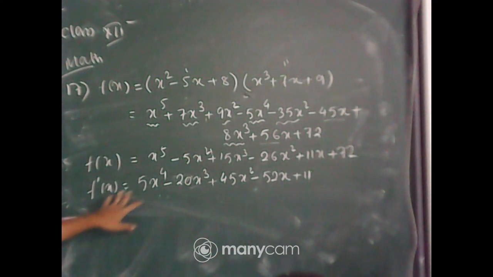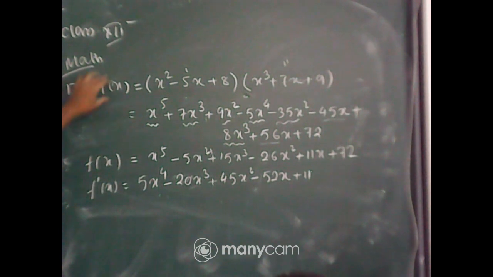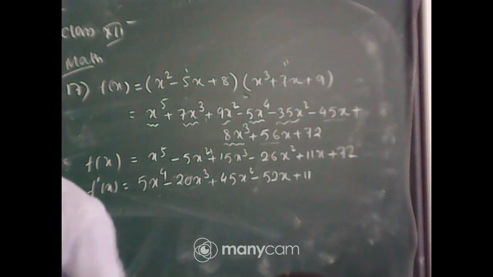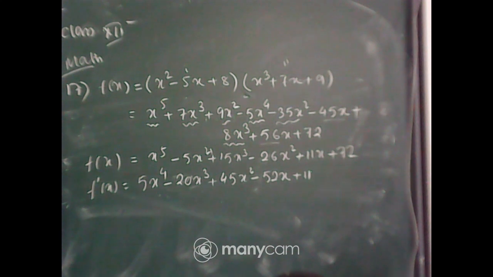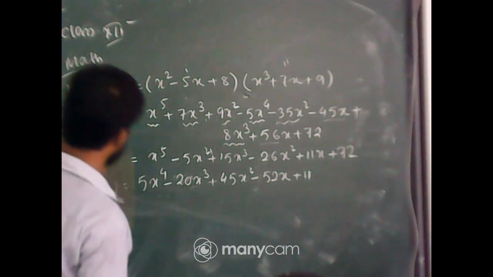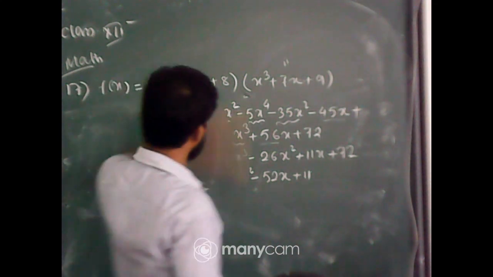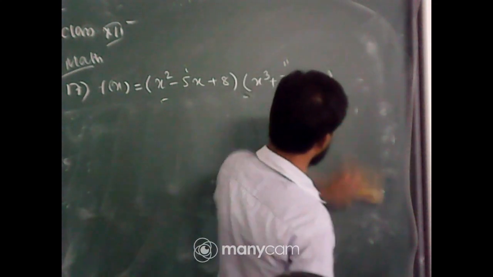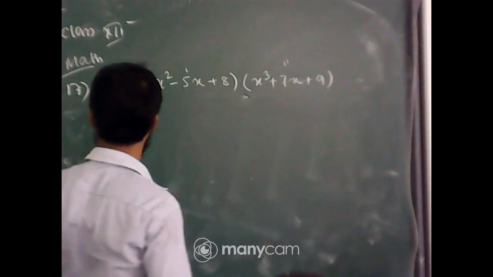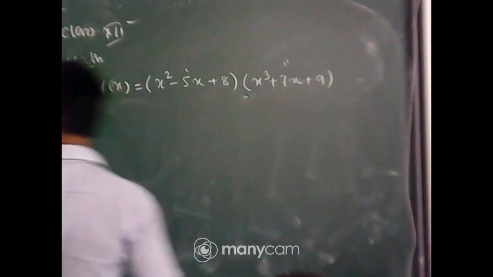So this is the differentiation of this function in the second way. Second way means by expanding the product as a single polynomial. The third process is by using logarithms. So in the third case, we'll directly take log.